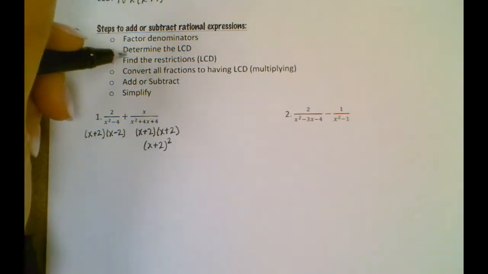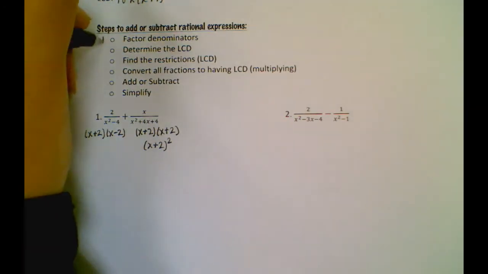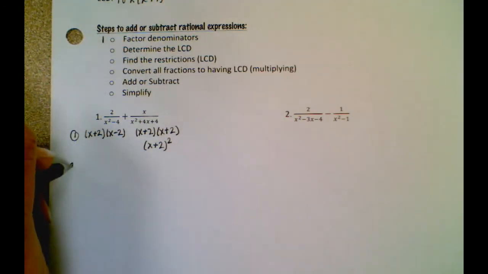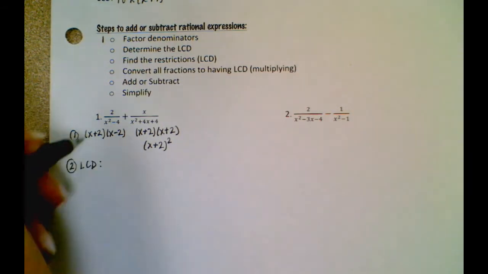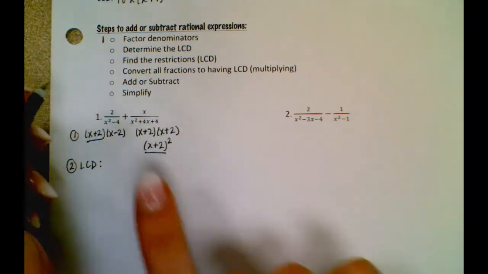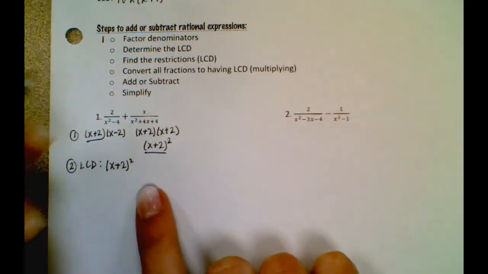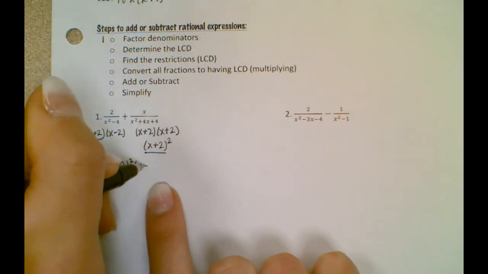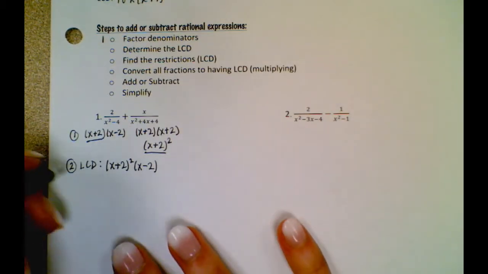Check. All right, now I'm going to determine the least common denominator. This was step 1. So the least common denominator would be, I have an x plus 2 and an x plus 2 here. This has the higher degree though, so it's going to be x plus 2 squared. And then I also have this x minus 2 that I need to include, and that only occurs once. So there's my least common denominator.